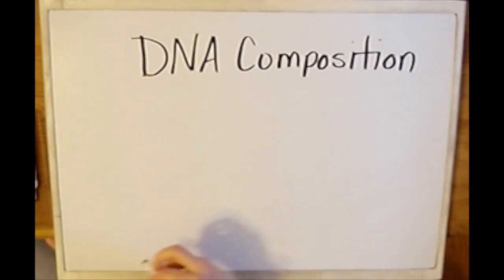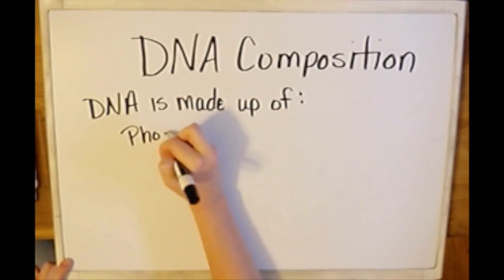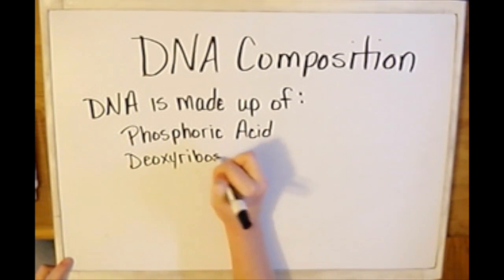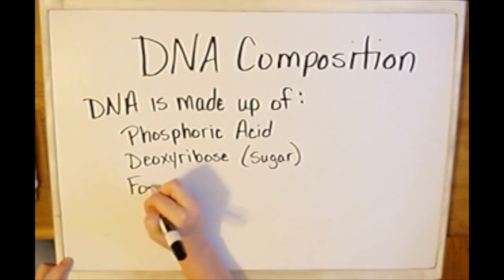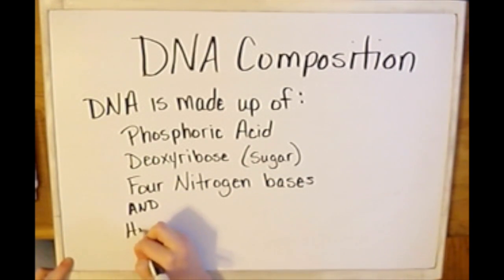DNA composition. DNA is made up of phosphoric acid, deoxyribose, which is just sugar, 4 nitrogen bases, which we'll talk about in a second, and hydrogen.